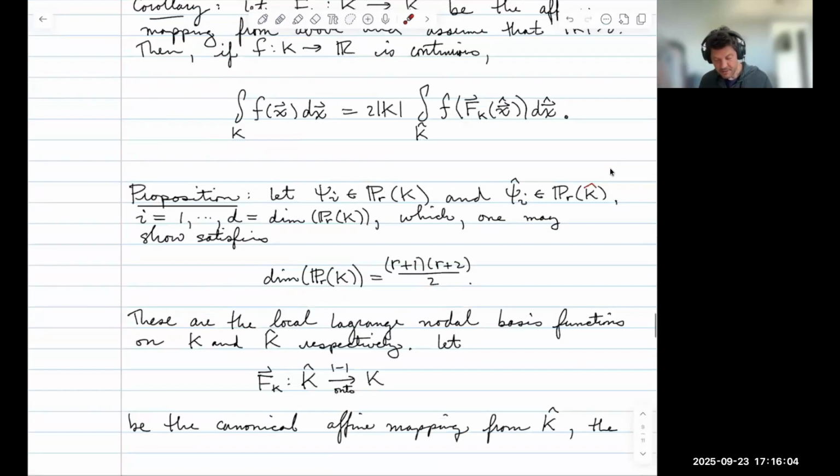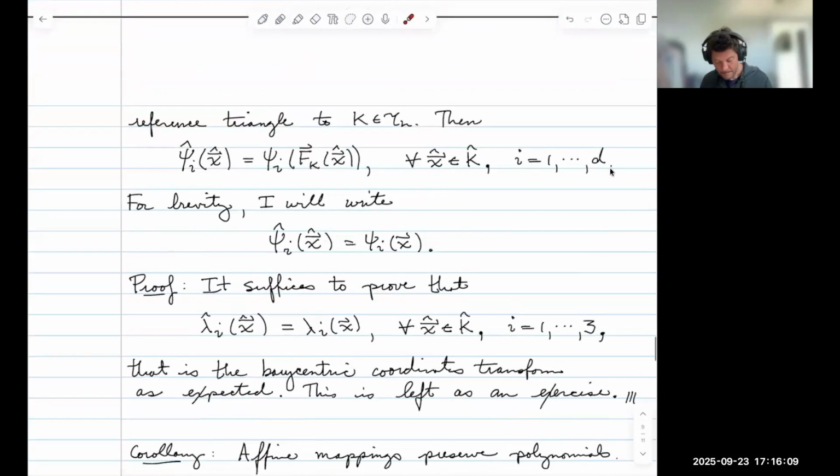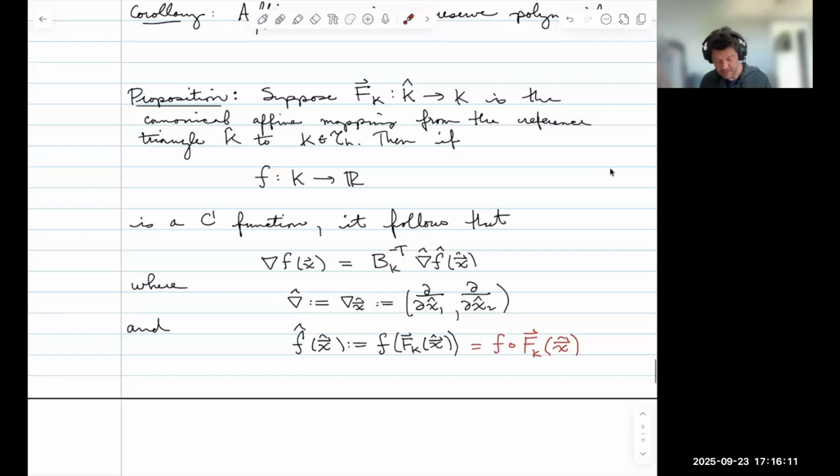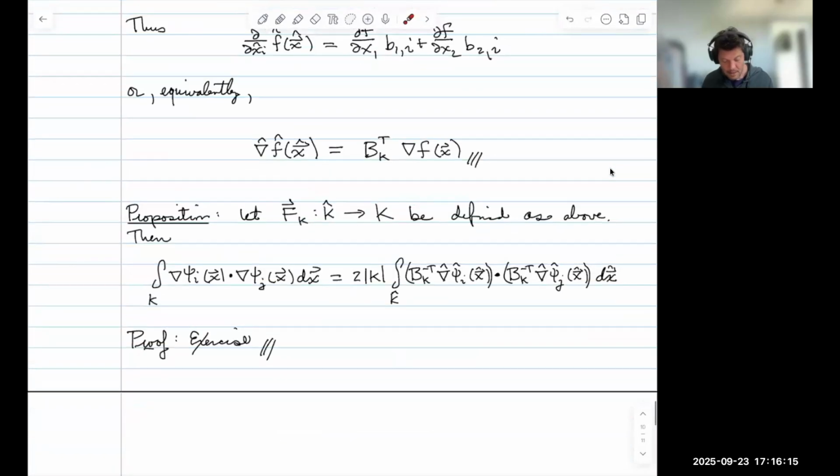So I'm going to use this transformation formula, and I'm going to use this bit of information to show that I can transform integrals that look like this to integrals which look like this. In fact, I'm completely done. It's just an application of the last two results.